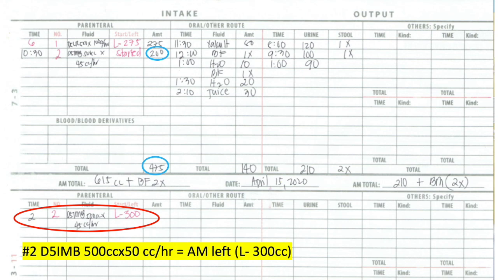AM left. So we'll put L in red, L dash 300. That is the AM left, meaning the PM shift will receive 300 cc of IV at the start of their shift. By the way, the fluid is constant. The color is constantly black. So, the amount and the time depend on the color coding of pens.